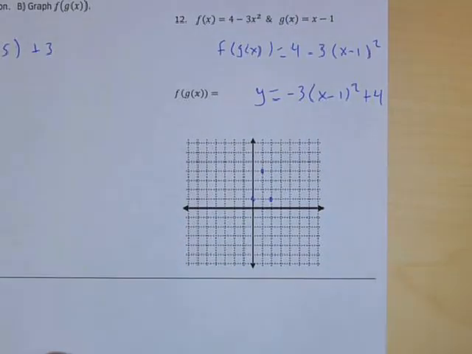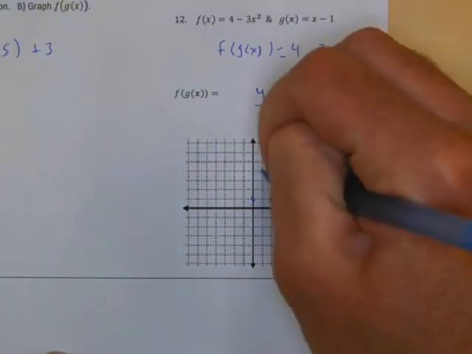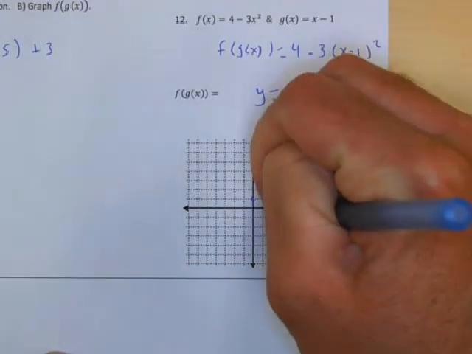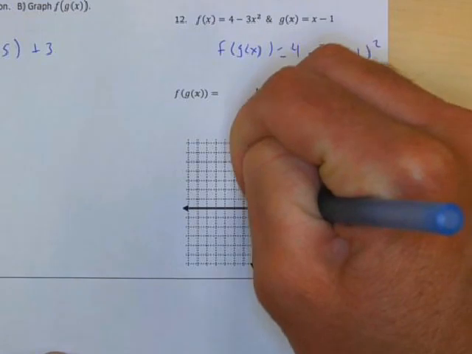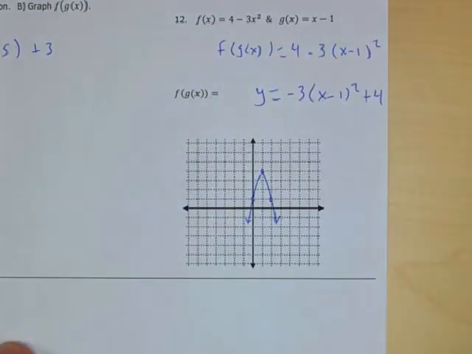And then those 3 points are enough. If we wanted more points, we can plug in other x values and solve for y, but these 3 points is enough, and we're going to get this downward parabola that's going to be pretty skinny. Okay. And that wraps up these notes.